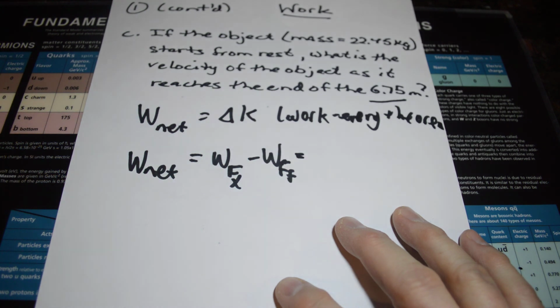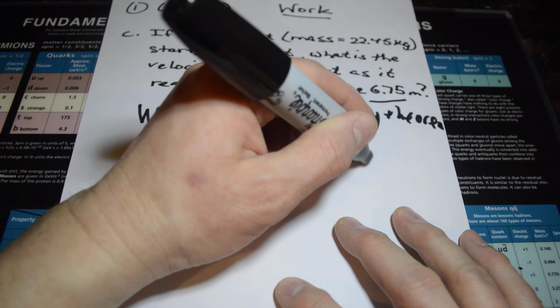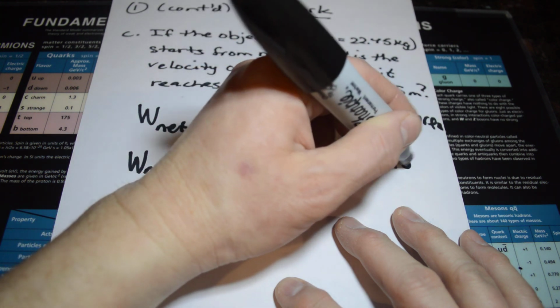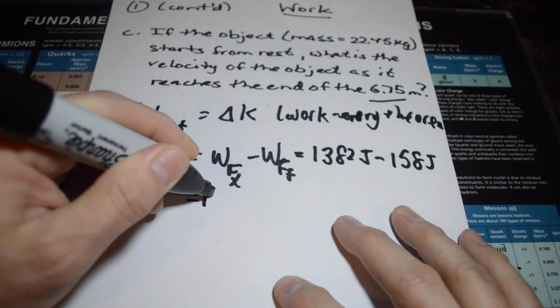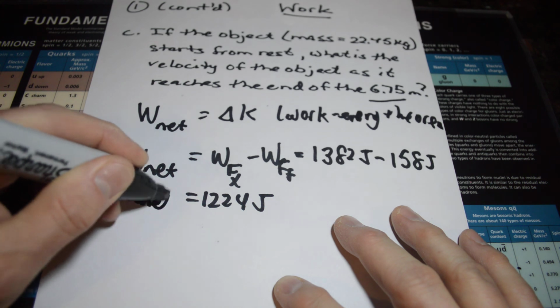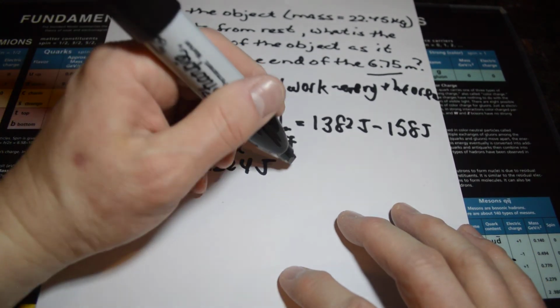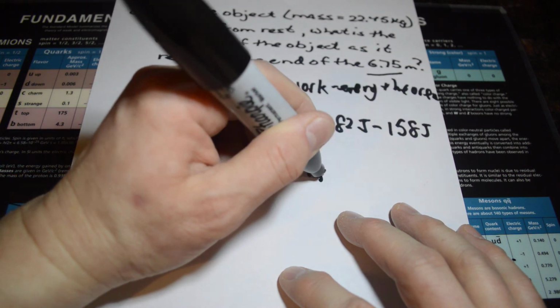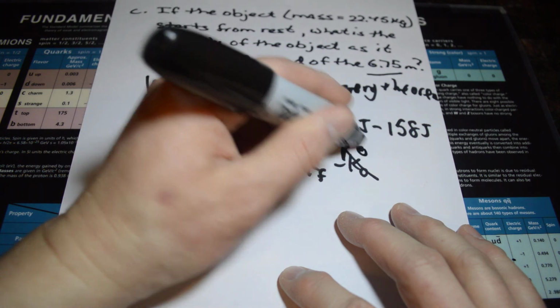And the two numbers for that were 1,382 joules minus 158 joules. So the total amount of work is 1,224 joules. So that's the amount of kinetic energy that's gained in this process, which would be the final kinetic energy minus the initial kinetic energy. But if it starts from rest, that's zero.